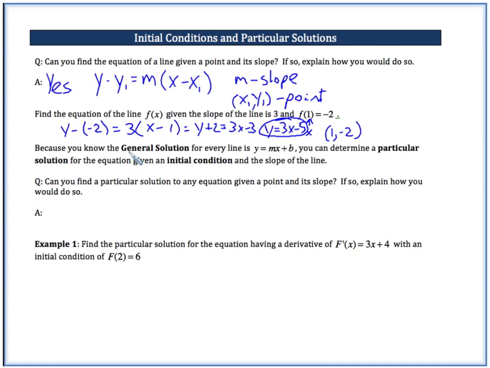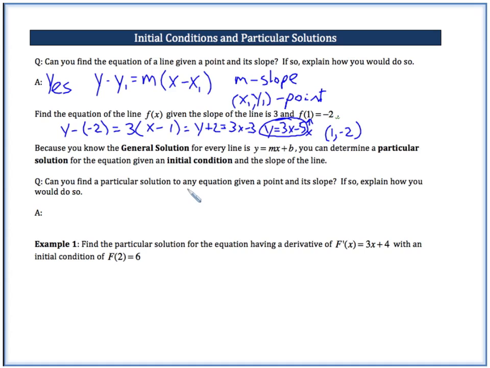And because you know the general solution for every line is y equals mx plus b, you can determine a particular solution for the equation given an initial condition and the slope of the line. So the question is, can you find a particular solution to any equation given a point and its slope? If so, how would you do so?